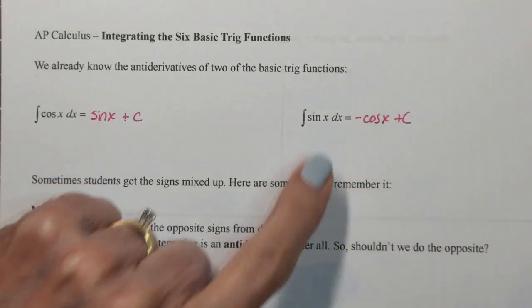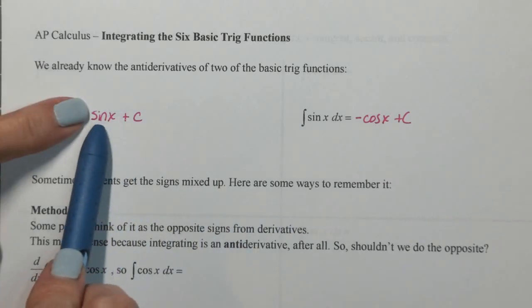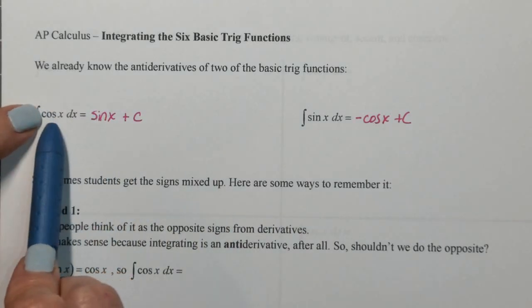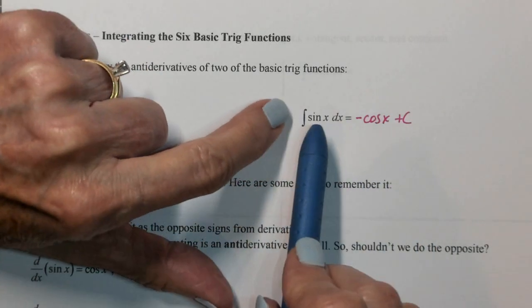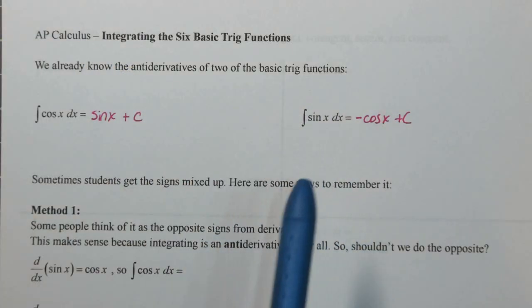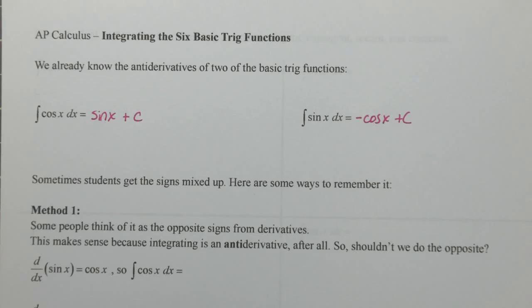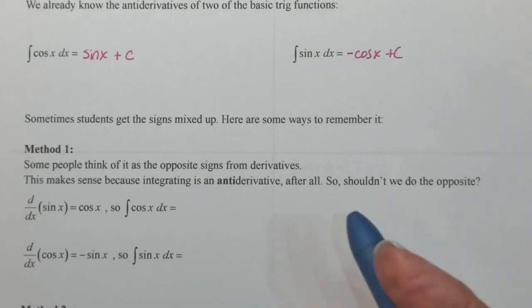That's because if you take the derivative of sine, you get positive cosine. If you take the derivative of negative cosine, you get positive sine. Okay? It is frequent that kids get the signs mixed up, because it's backwards from taking the derivative of these things, which is exactly how I think of it. It is the opposite of taking the derivative of it, which makes sense because this is an antiderivative. So shouldn't it be the opposite sign of what you do when you're taking the derivative? That's one way to think about it.